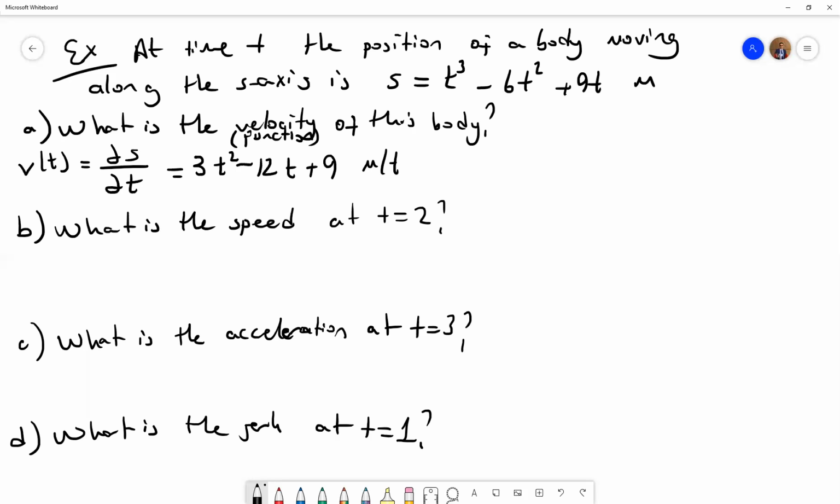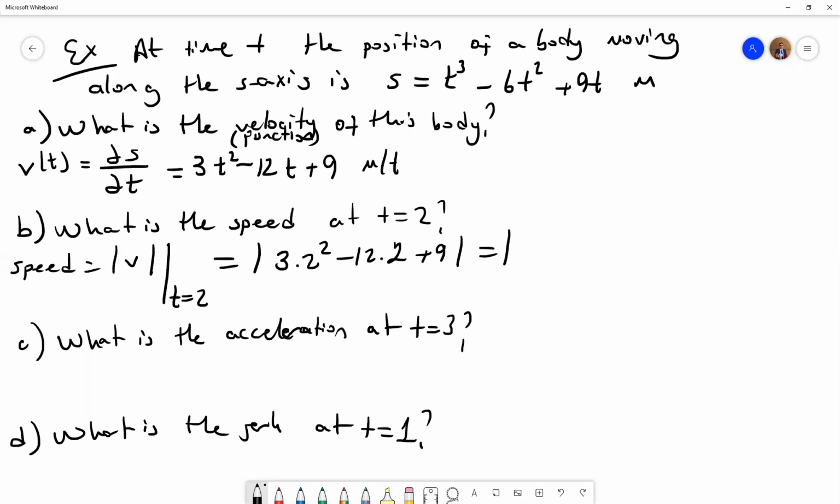Now, what is the speed at t equal to 2? You know that speed is the absolute value of v, but we have to find it at t equal to 2. So it is the absolute value of 3 times 2 squared minus 12 times 2 plus 9. So you see it is 12 minus 24 plus 9.